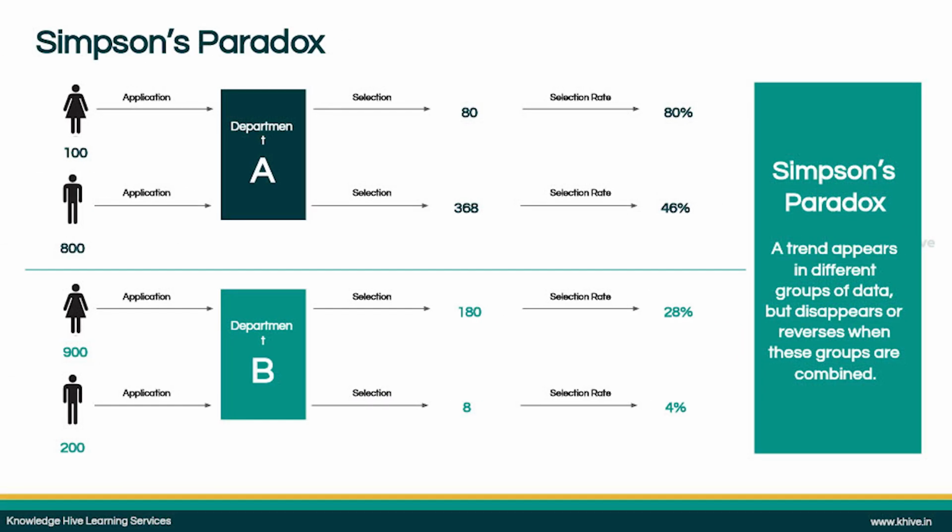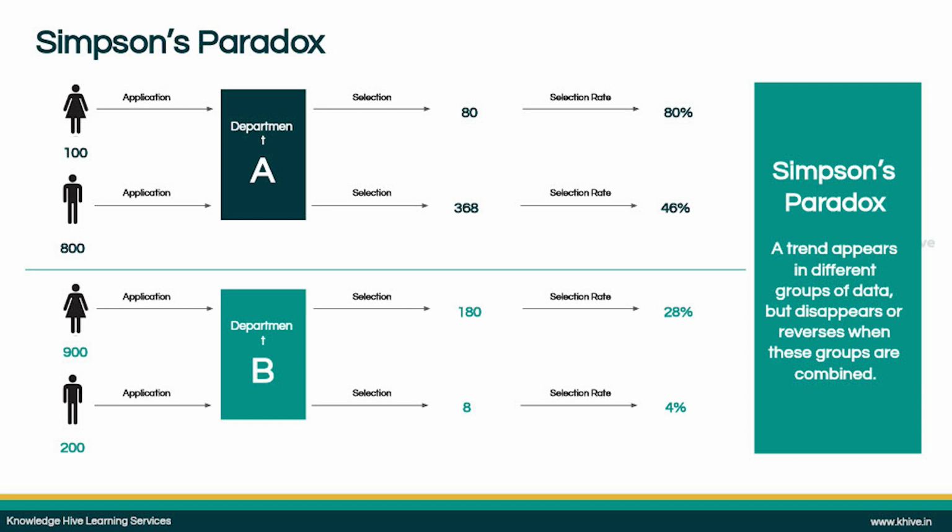In Department A, the numbers were something like 80 women selected out of 100 applicants. That's an 80% selection rate for women in Department A, compared to 368 men selected out of 800 applicants in that same department, which is 46% for men in Department A. So wait, in Department A, women actually had a much higher selection rate, 80%, than men, 46%. Exactly. Now look at Department B.